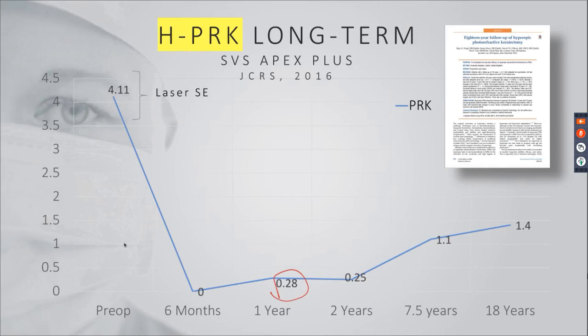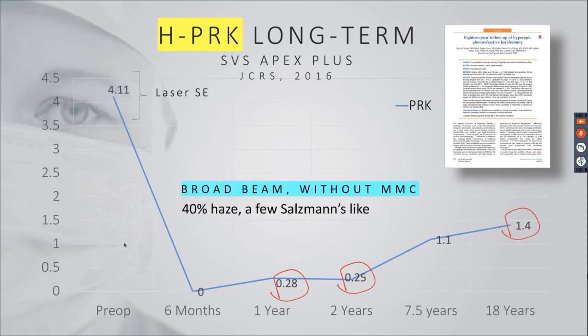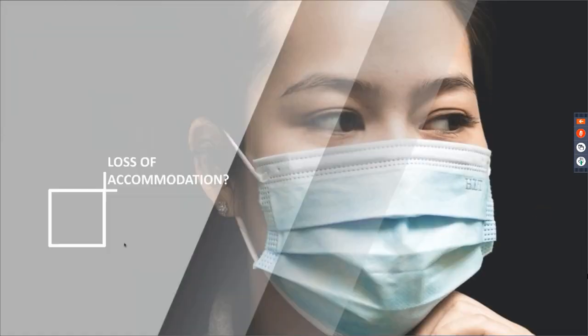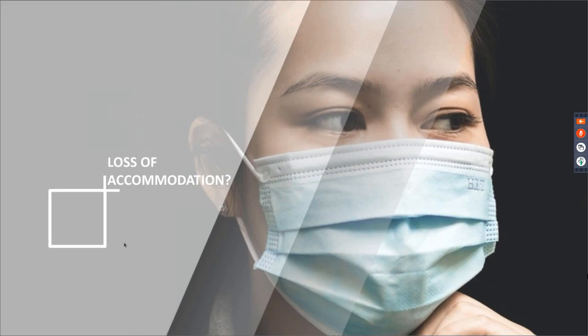we noticed again that at 1 year, the regression, the undercorrection was less than what the same group published in hyperopia, 0.28 and 0.25, as opposed to 0.34 in LASIK. And all the way to 18 years, that's 1.4 diopter. Now, keep in mind that they used broad beam without mitomycin C, so they had 40% with a few Salzman's-like changes. So is it biomechanical epithelial regression, or is it actually a loss of accommodation that will keep moving this target all the way into the hyperopic realm?